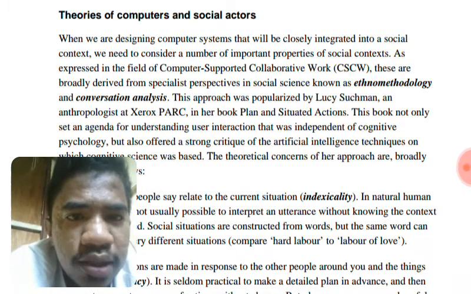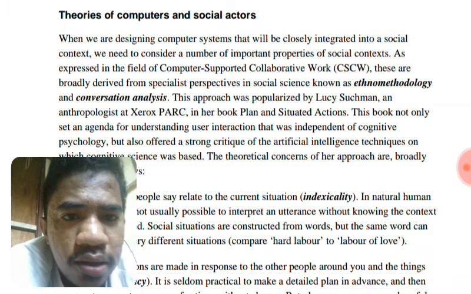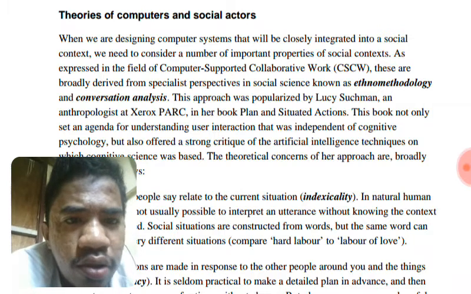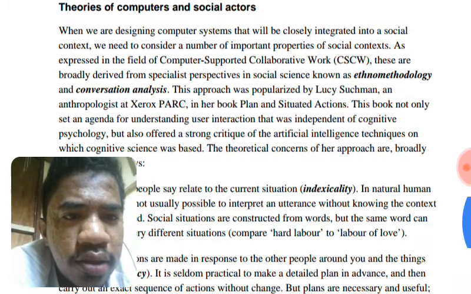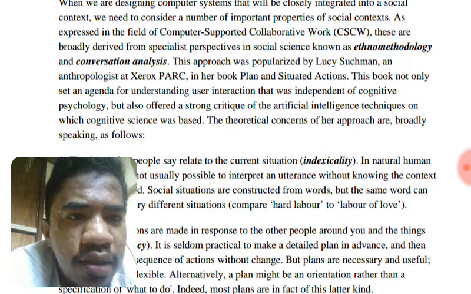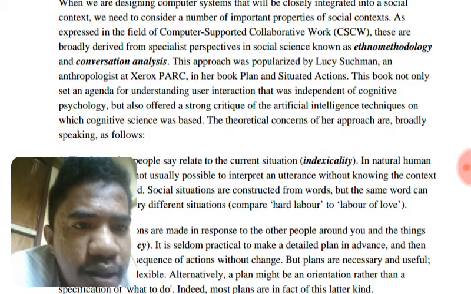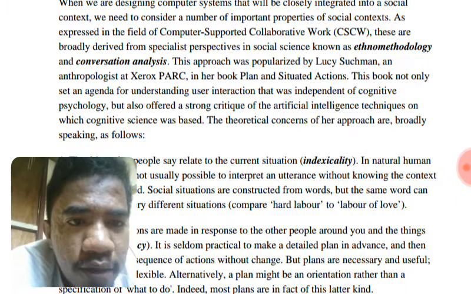ethnomethodology and conversation analysis. This approach was popularized by Lucy Suchman, an anthropologist at Xerox PARC, in her book Plans and Situated Actions. This book not only set an agenda for understanding user interaction that was independent of cognitive psychology, but also offered a strong critique of the artificial intelligence techniques on which cognitive science was based.